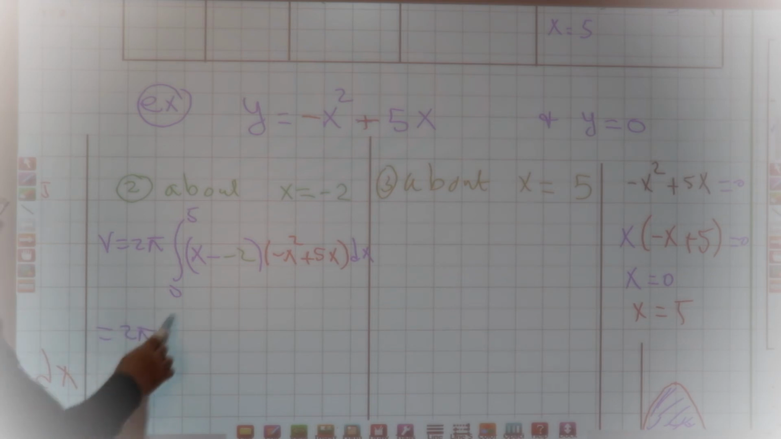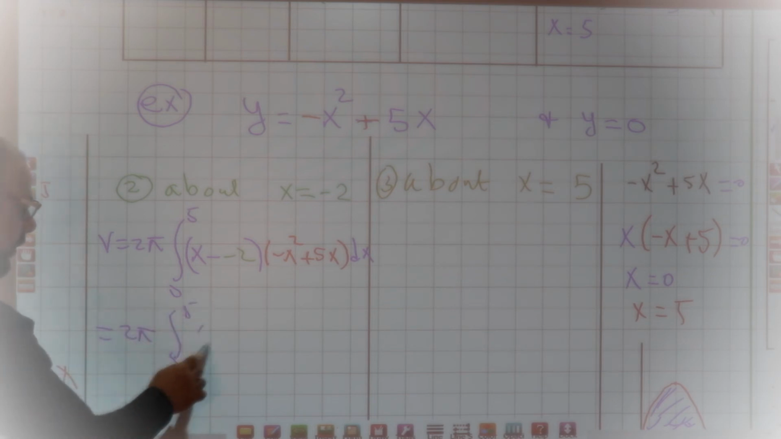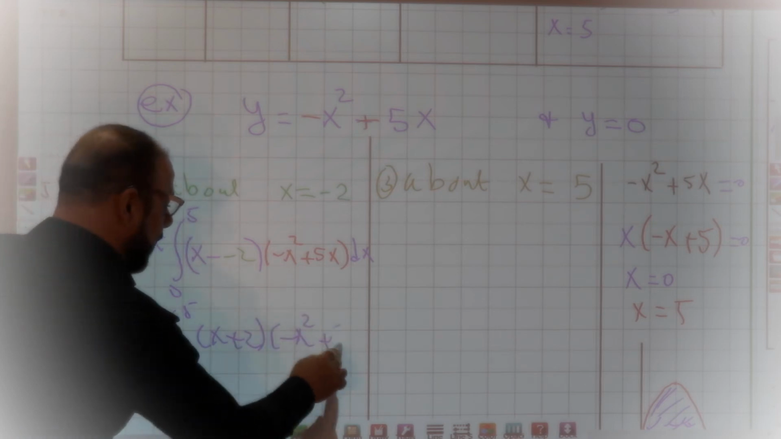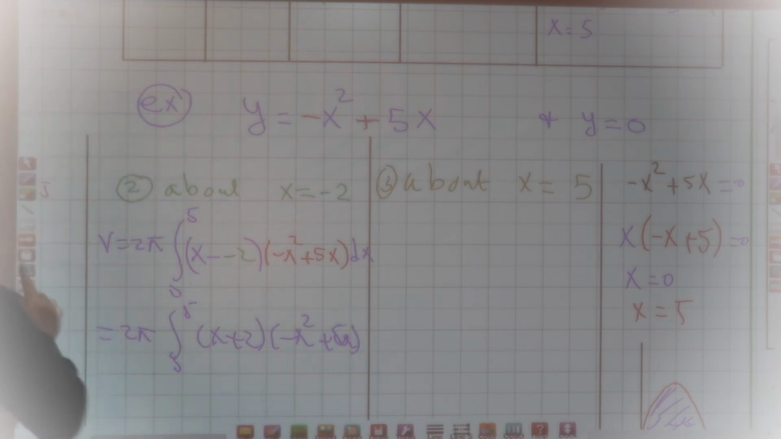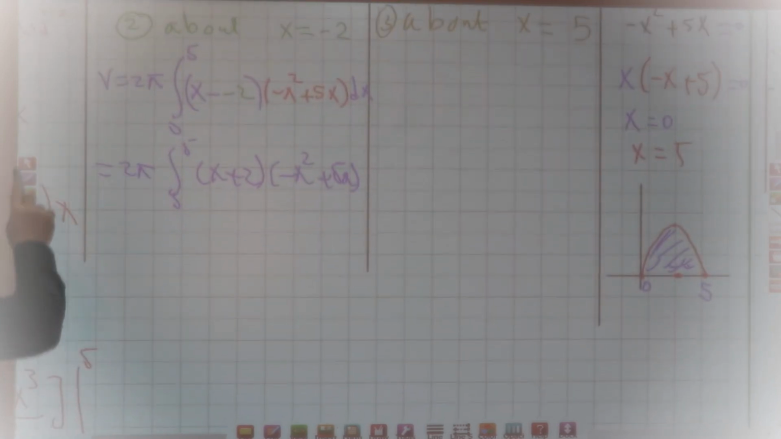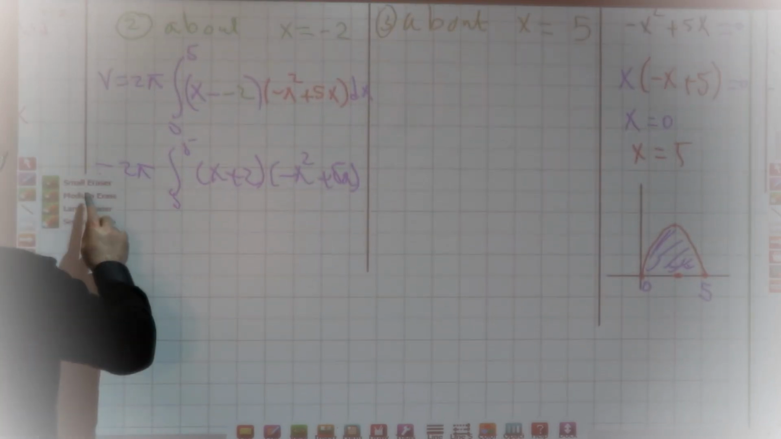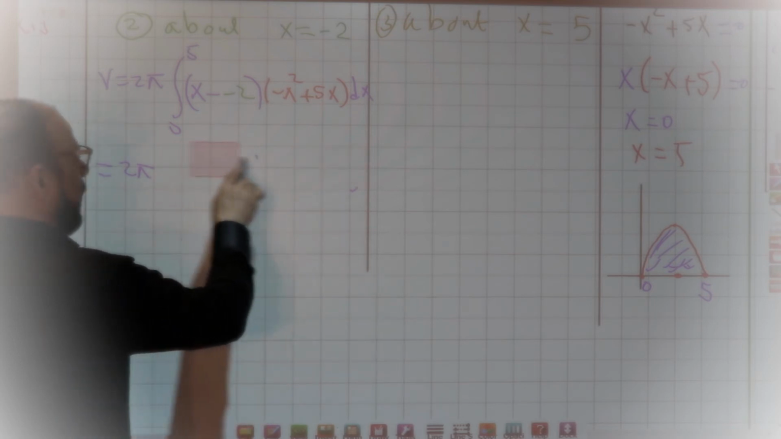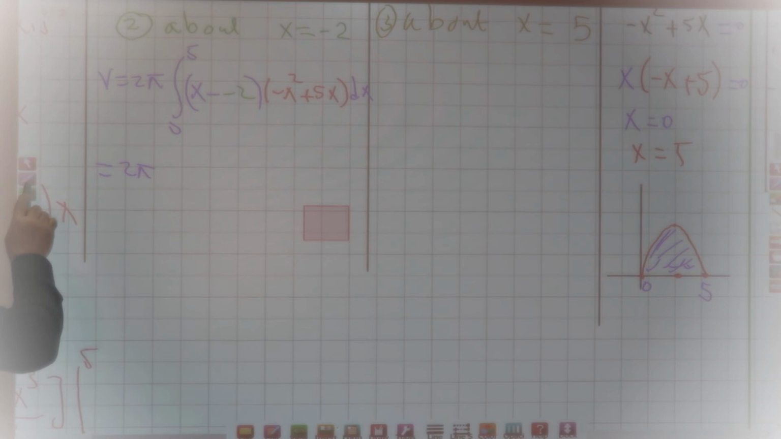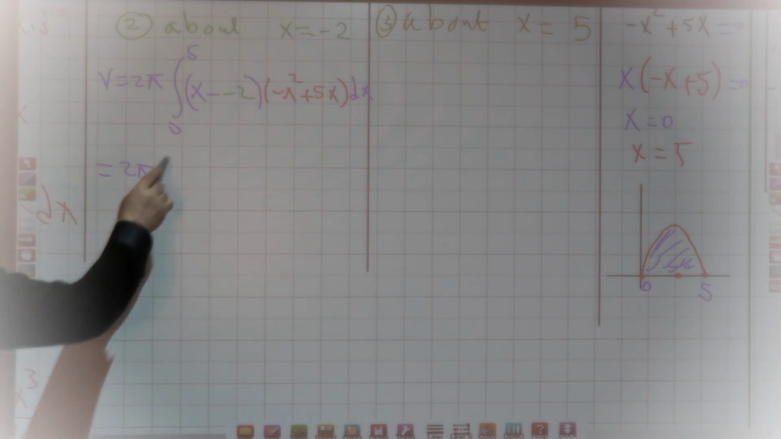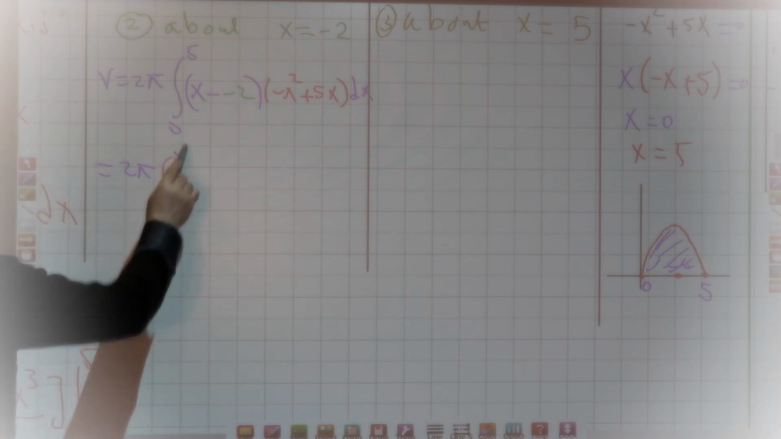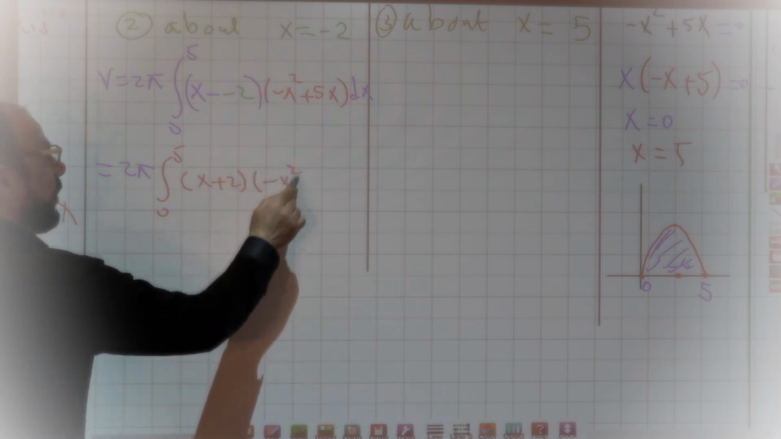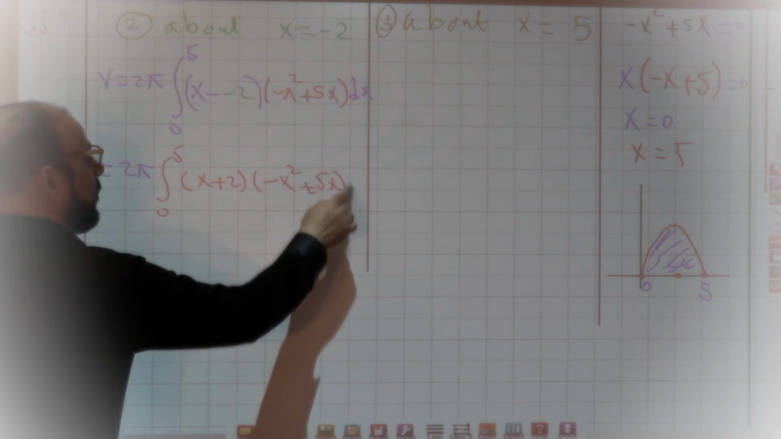2 pi from 0 to 5, x plus 2, negative x squared plus 5x. I need to be organized. I like to be organized. I don't want to be sloppy. Okay. 0 to 5, x plus 2, negative x squared plus 5x dx.